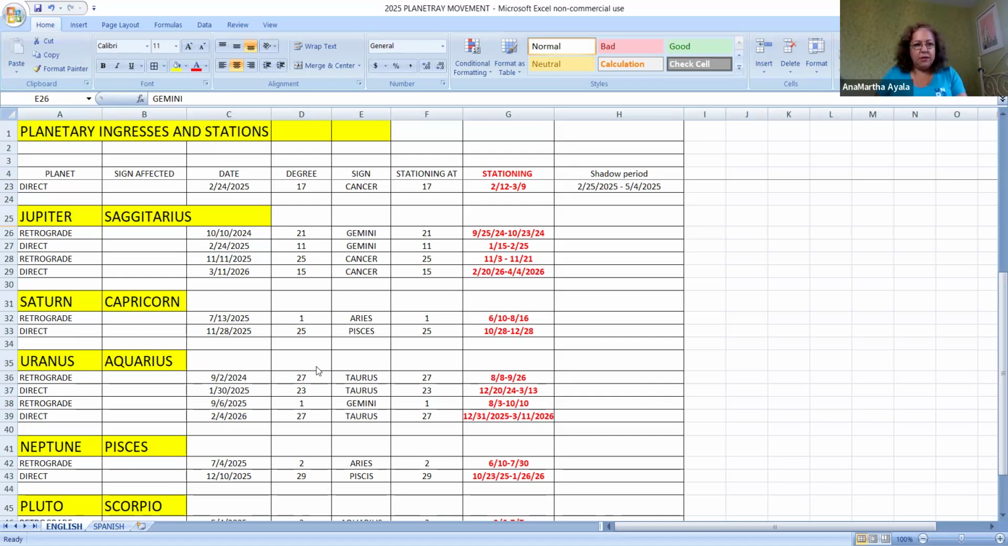With Uranus, and this is another edit from the original sheet, because Uranus has 2 retrograde periods that fall in 2025. Now, Uranus is retrograde already because it went retrograde September 2nd of 2024 at 27 degrees of Taurus, and these are the stationing times. And then it's going to go direct January 30th of 2025 at 23 degrees of Taurus. And then this is the stationing time. So you all know by now, if you've seen my videos, that we have the demon star, Algol, at 26 degrees of Taurus.